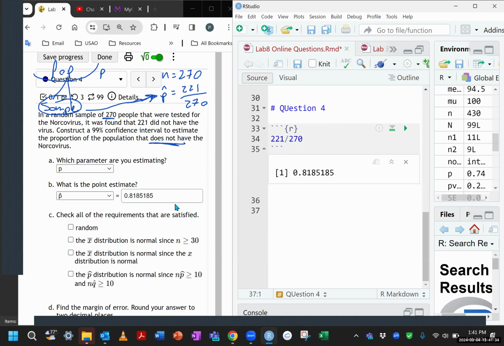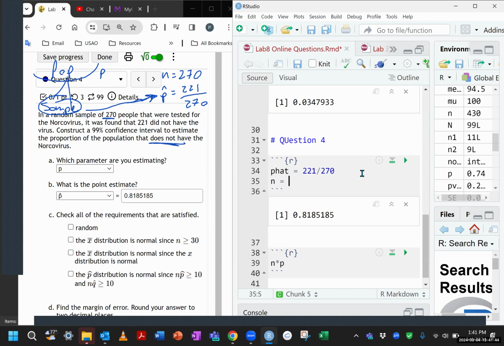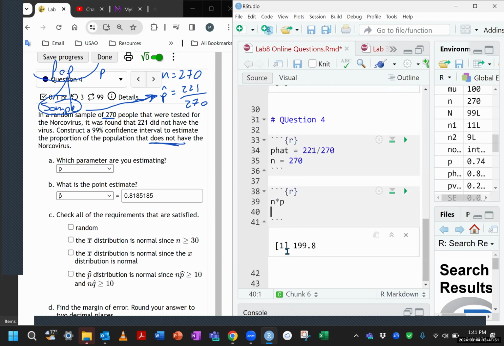It says check all the conditions that are satisfied. So we would say n times p. Actually, I got to say that this is p here. Let's call that p. Well, really it's p hat. And n is 270. I'm going to run that. And n times p would be the number of successes. n times 1 minus p would be the number of failures. So it looks like the successes and failures are both big enough. So that's met. These have to be greater than 10.